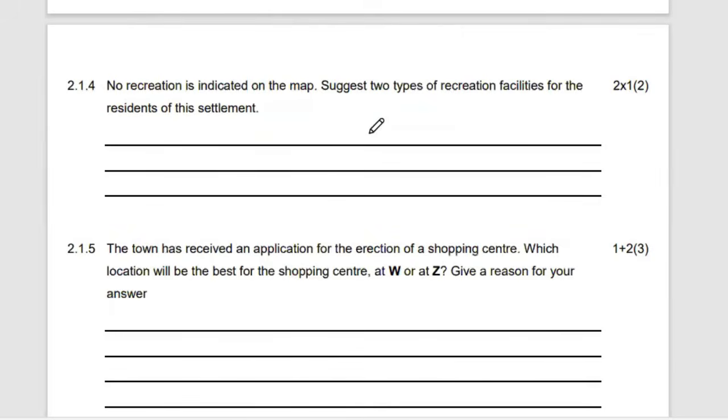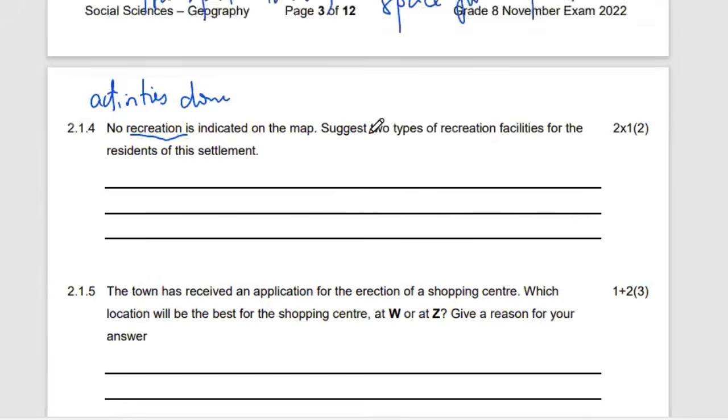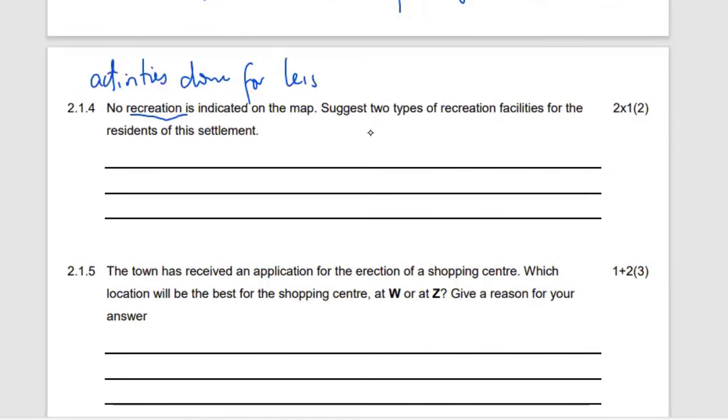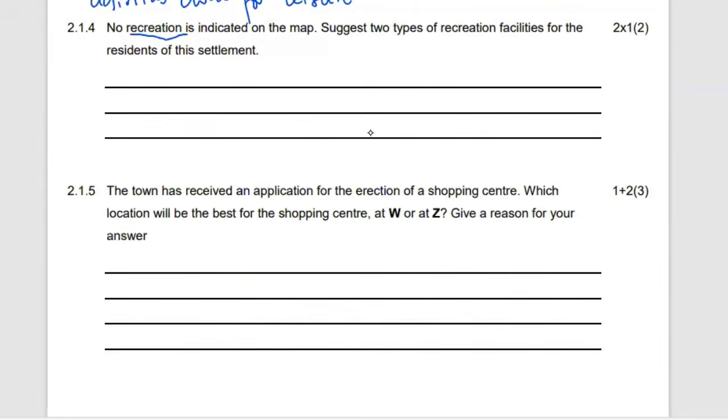Right. No recreation is indicated on the map. Suggest two types of recreation facilities for the residents of this settlement. We are saying there is no recreation which is indicated on the map. I think you understand what we mean by recreation. We are looking at activities done for leisure. What you do in your spare time, what you prefer doing in your spare time, those are recreational activities. What you do for leisure purposes. Right. So what activities can be added there?